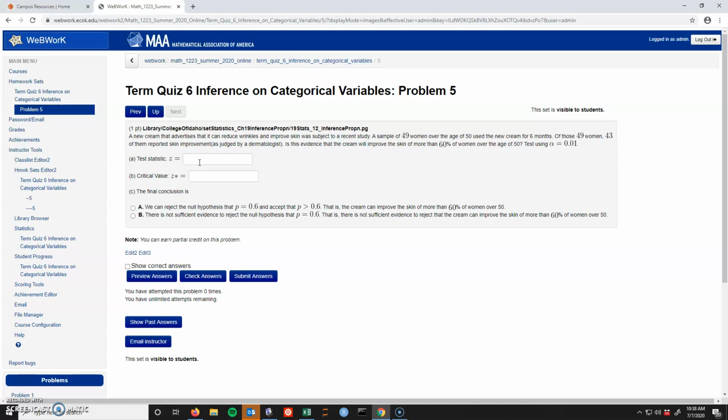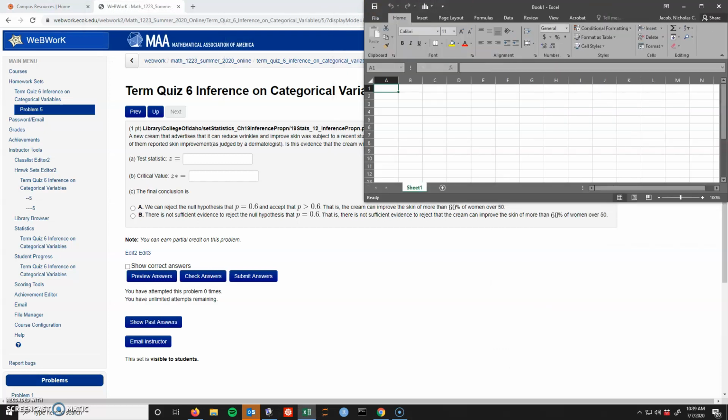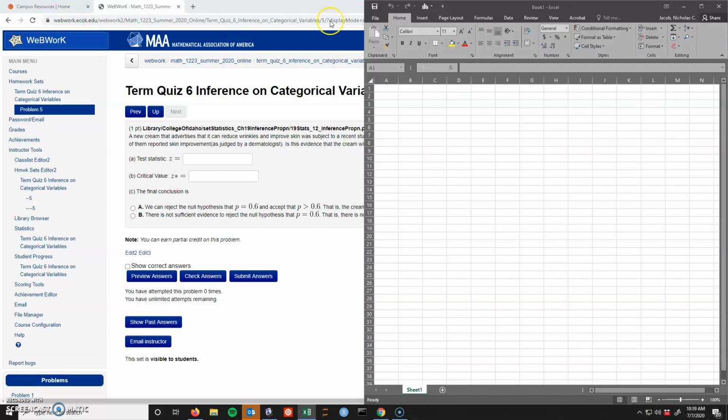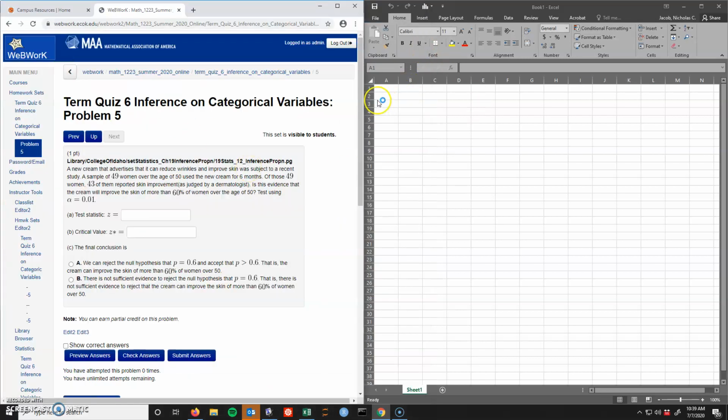Okay, so we have two things to compute here. We have to compute a test statistic and a critical value, and then we have to make our conclusion: if we reject or we fail to reject. By the way, if you look at this proportion, 43 out of 49 seems really, really high. Let's go ahead and get an Excel sheet here, and I will get this over here so we can see them both side by side.